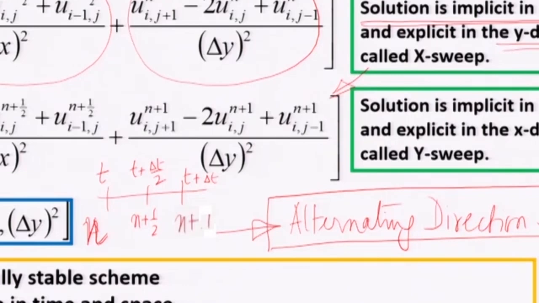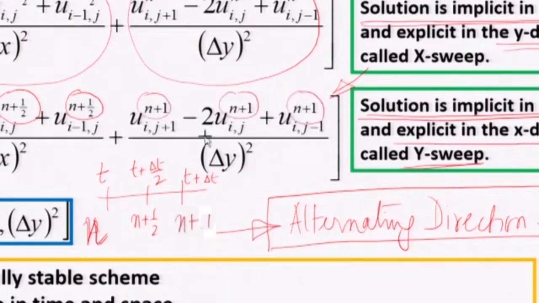With that you proceed for the y sweep, where the solution is implicit in the y direction and explicit in the x direction. So, explicit in the x direction means that the solution is at n plus half time step, where the values are all known now, and now you are moving the values to n plus 1th time step by sweeping along the y directions and taking them to the n plus 1th time step.